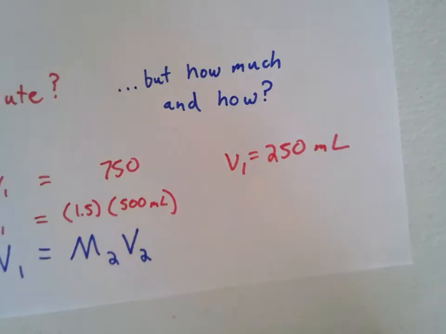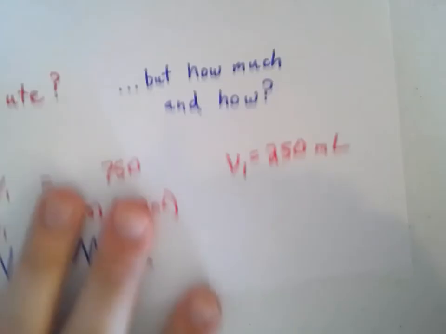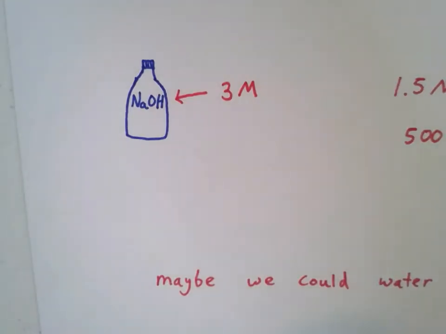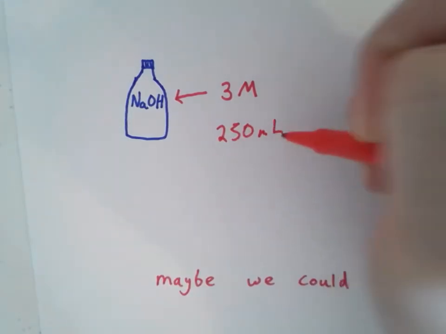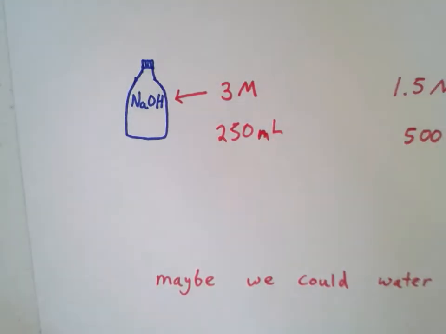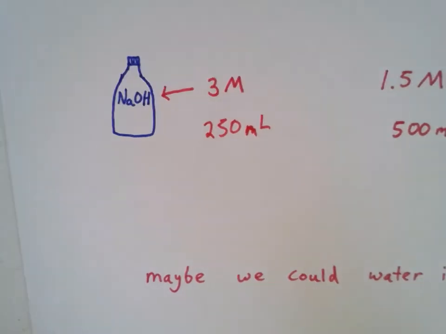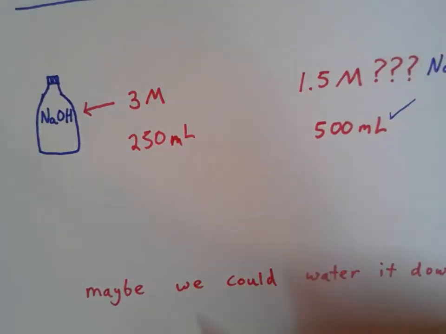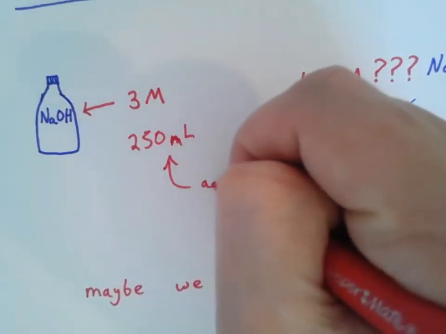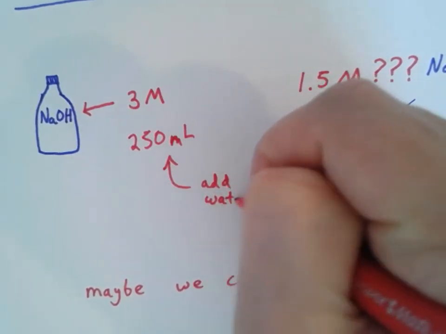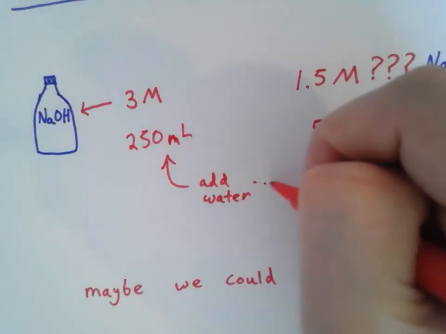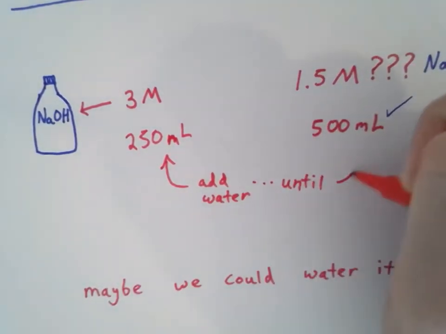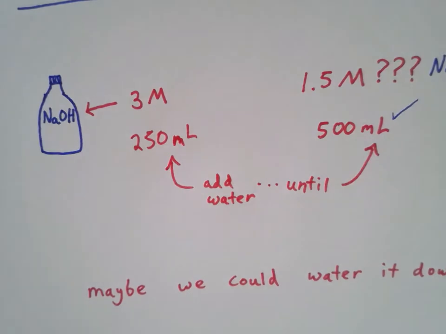So what does that actually mean? Well, what it means is we're going to take that bottle of the 3 molar and we're going to take 250 milliliters of that chemical from that bottle. Once we have that 250 milliliters, we're then going to add water. We will add water until the solution reaches a total volume of 500.